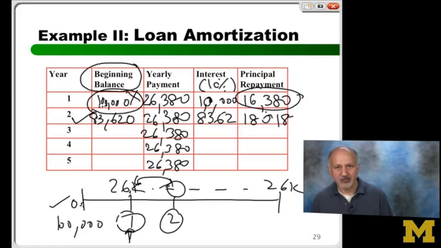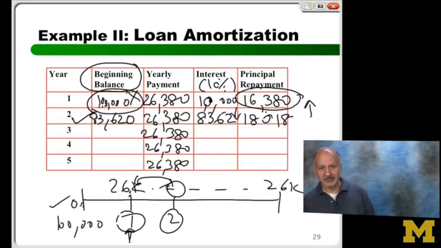And so how do I know that? I know that 18 plus 8 has to add up to 26, because 26 is what I paid again at the end of year 2. So at the end of the year 2, what is happening? My interest is going down, but my repayment is going up. And this is needed for you to repay the loan, right?